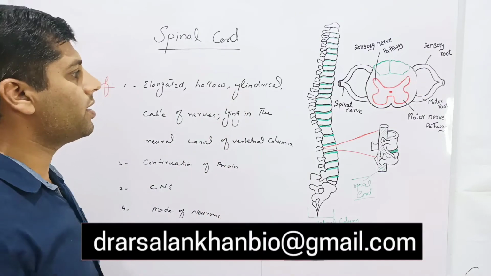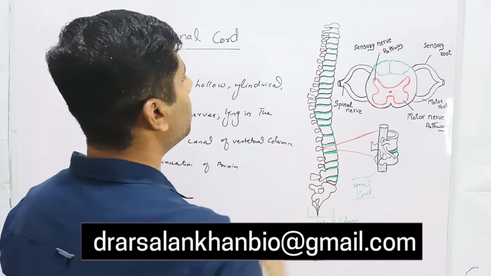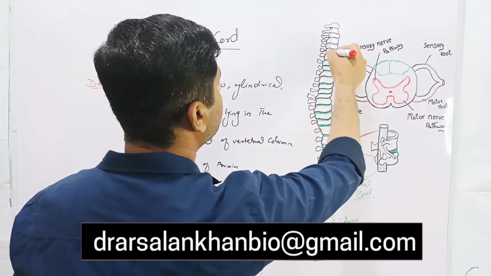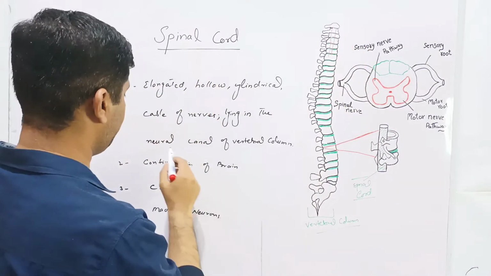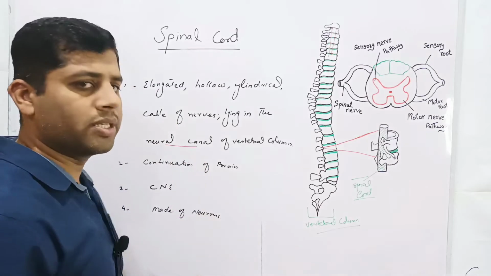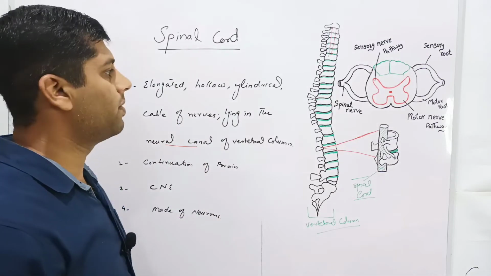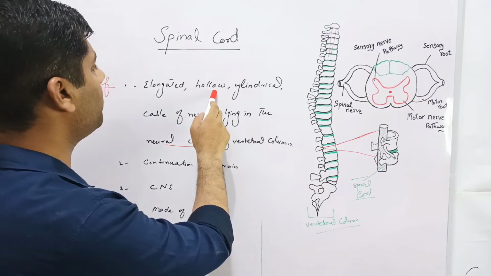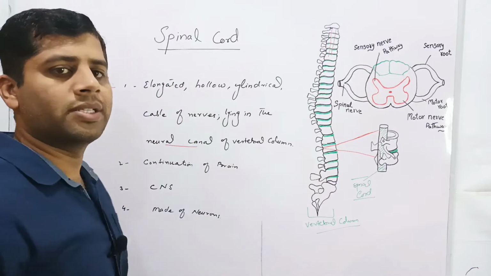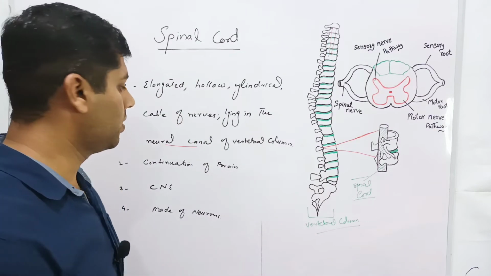So the spinal cord lies in the vertebral column, the backbone of the body. In the backbone, there is a canal, a space in which the spinal cord is lying. This space is called the neural canal. So the spinal cord lies in the neural canal of the vertebral column. It's basically a cable of nerves and is made up of neurons. It is hollow, empty inside, and elongated. It's a lengthy cable of nerves which extends from the brain.